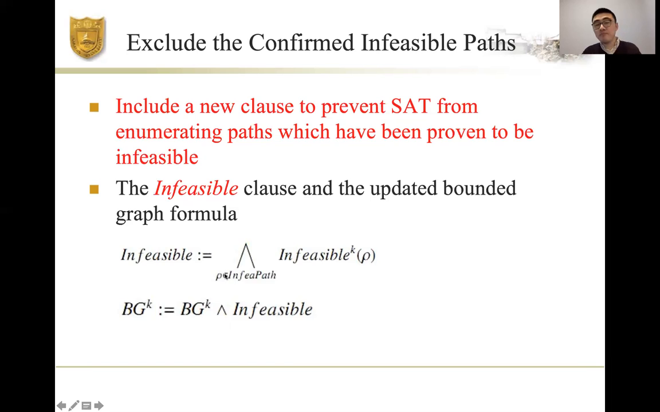For each infeasible path rho, we have the infeasible rho clause should be true for the K steps, and then we just put it back into the bounded graph structure. You just put it back. Then the SAT solver, because it already says it's false, will not generate a path which contains it.